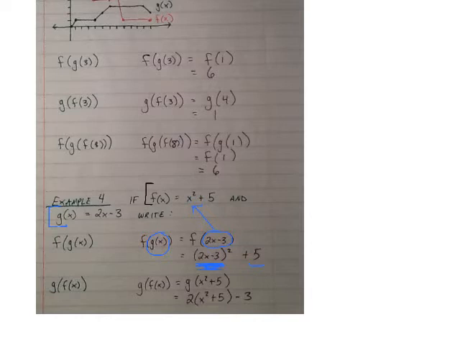I can compose the functions in the other direction, g of f of x, which means I'm going to take my f equation, my f rule, and I'm going to plug that f rule into the variable for g. So we're going to plug it into that x, and we get 2 times x squared plus 5 minus 3.